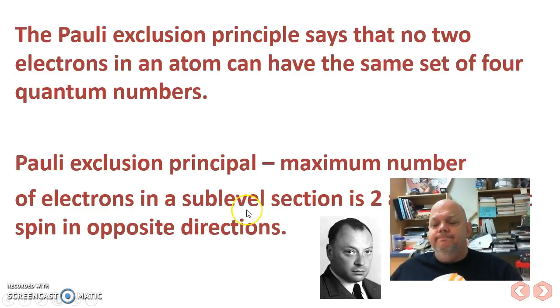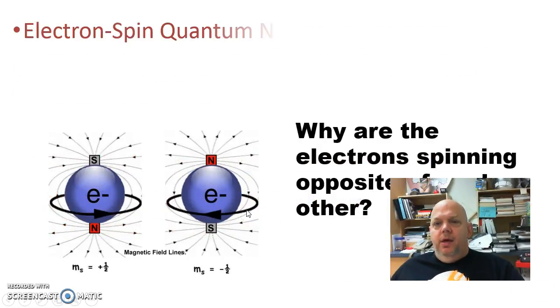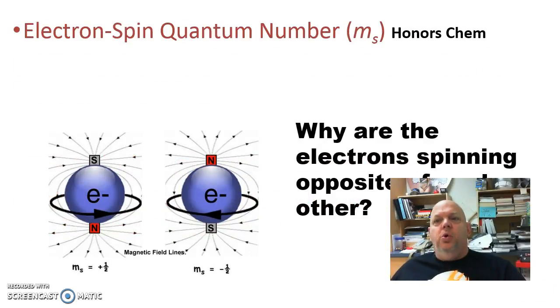Now, the electron spin quantum number. This is MS, and I'm more interested that Honors Chem know the name of this, the electron spin quantum number. General chemistry, what do I want you to know? Electrons spin opposite of each other. You'd say, but wait a minute, why would we need to do that? Okay, well, there's a notation for that. Why is it that the electrons are spinning opposite of each other? There's a reason for it.